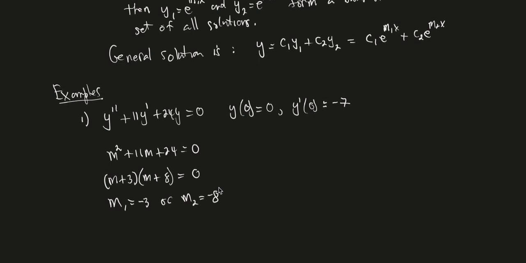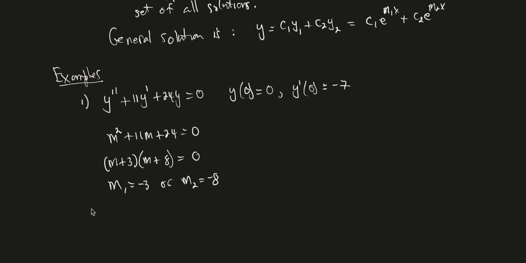So here is our basis or fundamental set. I'm just going to call it basis, and that consists of these two functions. I'll write it as a set because technically a basis is a set. So it's the function e to the negative 3x and the other function e to the negative 8x, right? And then from these two specific functions, we can now create all the possible solutions to this.